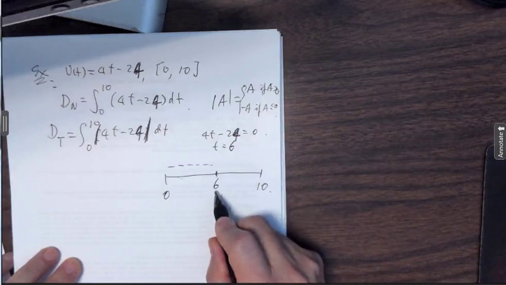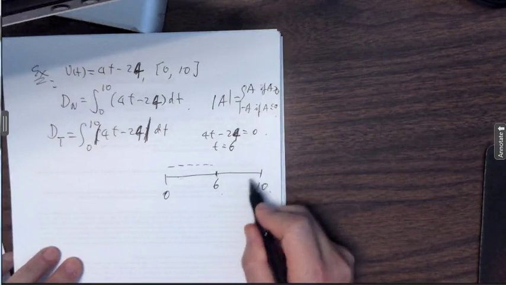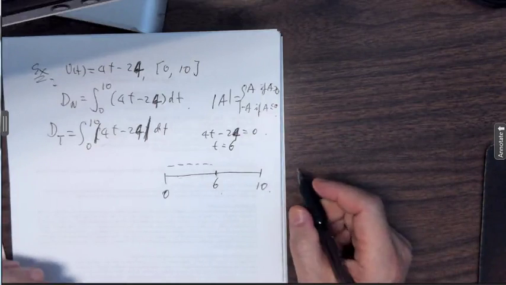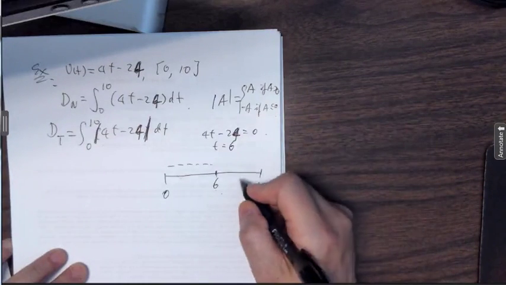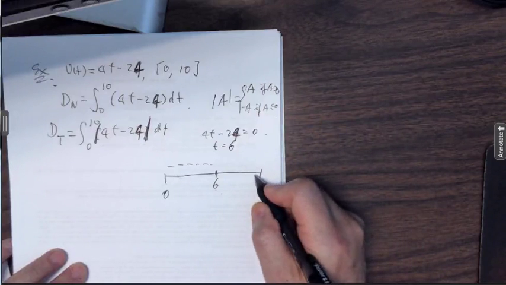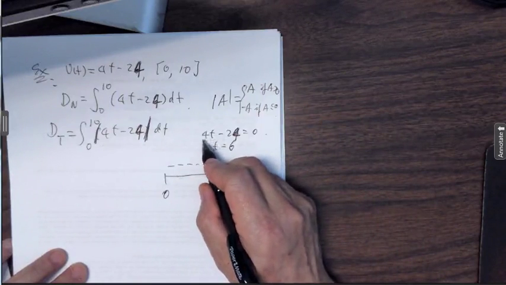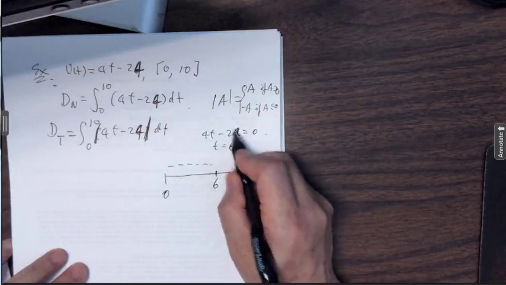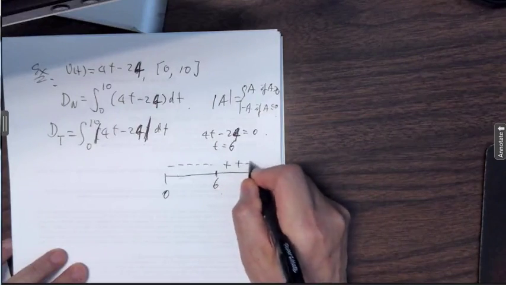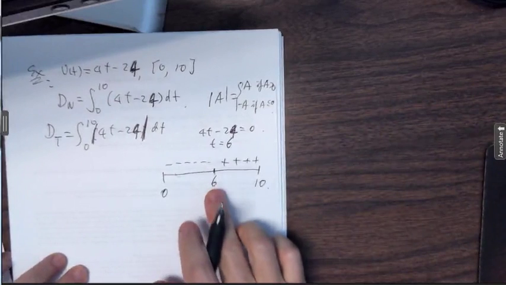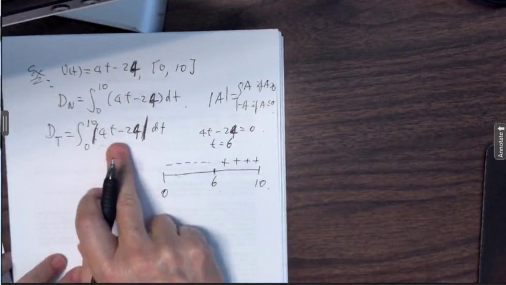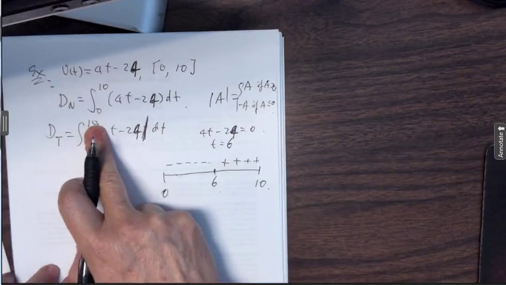Between 6 and 10, again, we pick any test point, like 9. You can pick 7. Any number is fine. So pick 9. Plug in 9: 36 minus 24 is positive. So I see it's positive here. Now I know the sign of 4t minus 24 from 0 to 10.